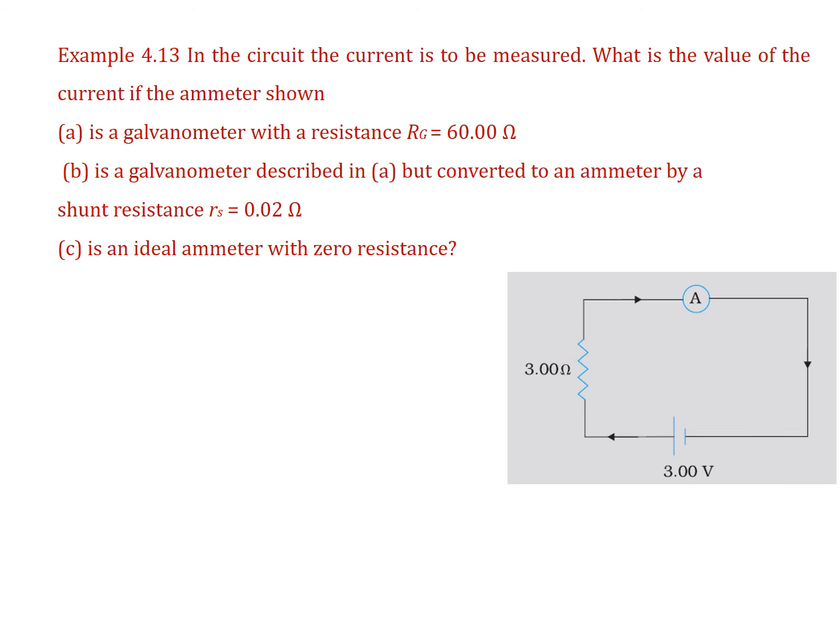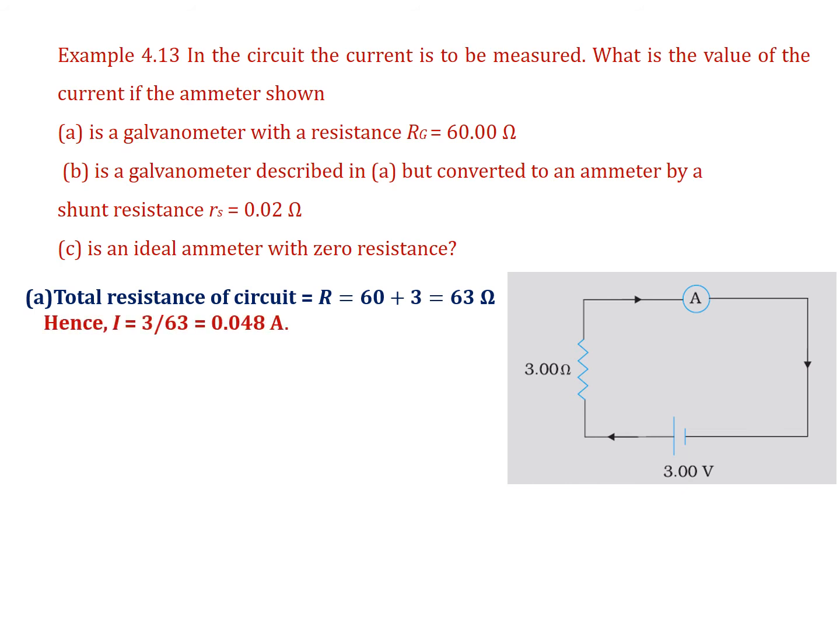In the first case, if you take that ammeter is a galvanometer of resistance 60 ohm, the total resistance of the circuit will be 60 plus 3, that is 63 ohm. We know current is V by R. Hence, I will be equal to 3 by 63, which is nearly 0.048 ampere.